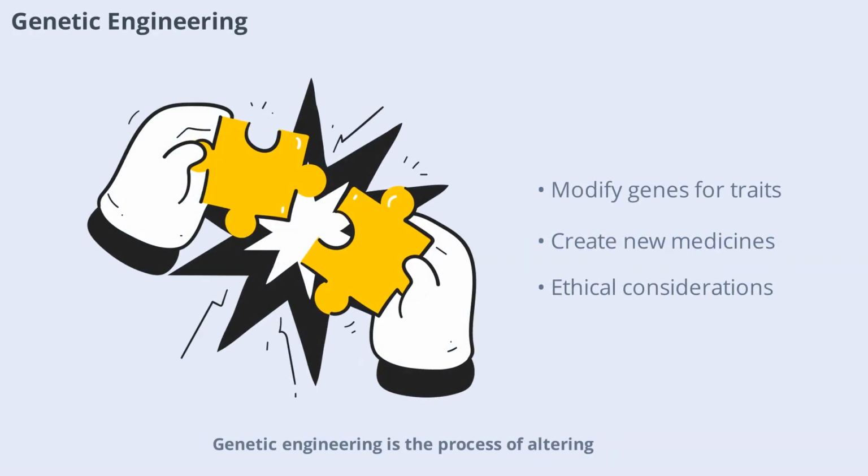Genetic engineering is the process of altering an organism's DNA to achieve desired traits. Scientists can add, remove, or modify genes to create crops that resist pests, produce medicines, or even cure genetic diseases. This technology holds great promise, but also raises ethical questions about how far we should go in editing life's blueprint.